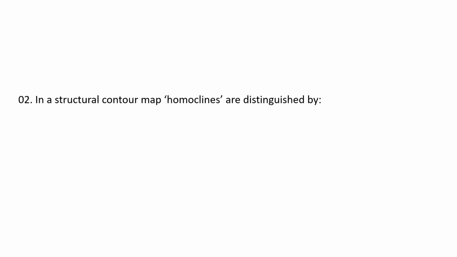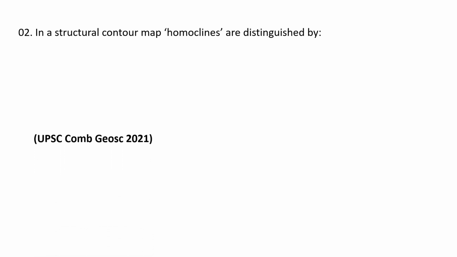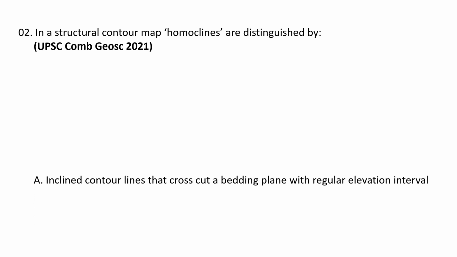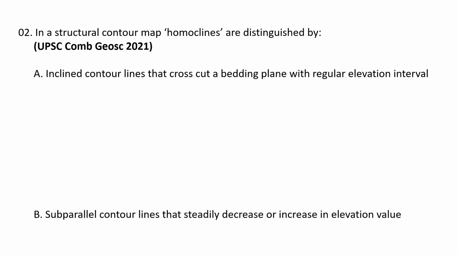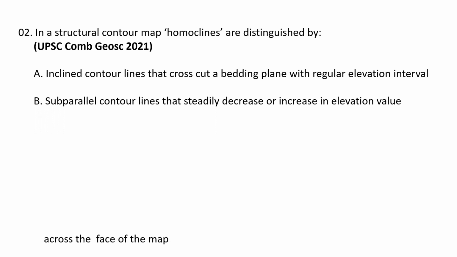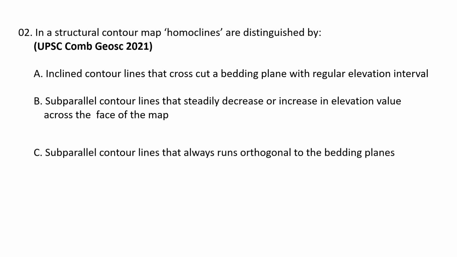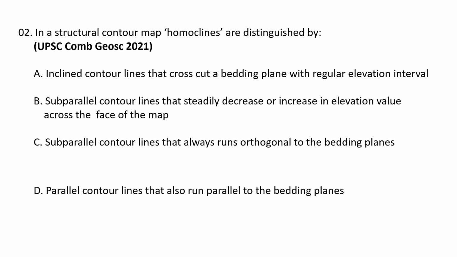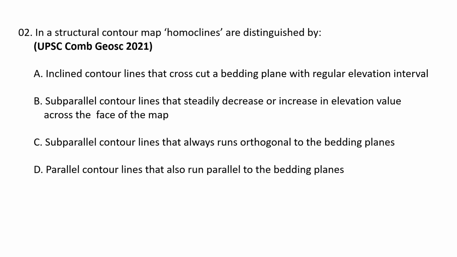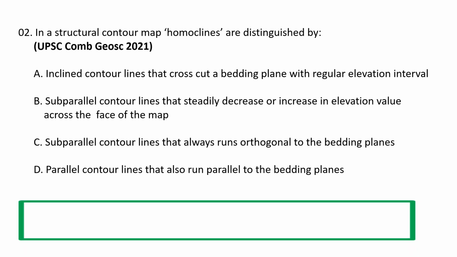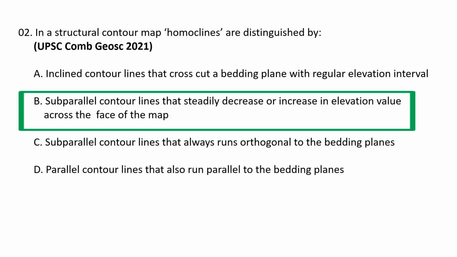Next question. In a structural contour map, homoclines are distinguished by: A, inclined contour lines that cut a bedding plane with regular elevation interval; B, subparallel contour lines that steadily decrease or increase in elevation value across the face of the map; C, subparallel contour lines that always run orthogonal to the bedding planes; and D, parallel contour lines that also run parallel to the bedding plane. The correct answer is subparallel contour lines that steadily decrease or increase in elevation value across the face of a map.